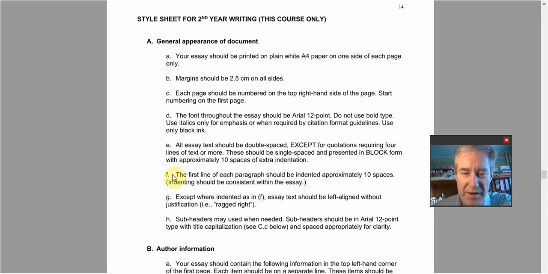Next one. The first line of each paragraph should be indented approximately 10 spaces. So whenever you start a new paragraph, the first line gets pushed in a little bit, 10 spaces. It might not be exactly 10 spaces, but it should be the same for every paragraph. It says here, indenting should be consistent within the essay. And remember, indenting or indentation is when you push the words over a little bit from the edge of the page.